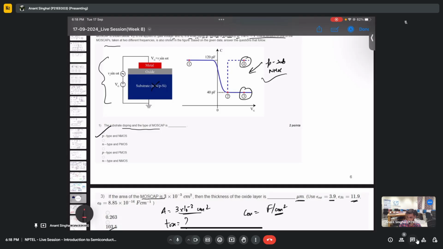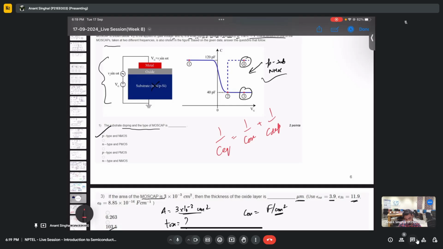So yes, the 40 picofarad value is actually the parallel combination of oxide capacitance and depletion capacitance. That is good. So what will be the depletion capacitance then? Maybe you're trying to say that 1 upon C equivalent is 1 upon C oxide plus 1 upon C depletion, right?